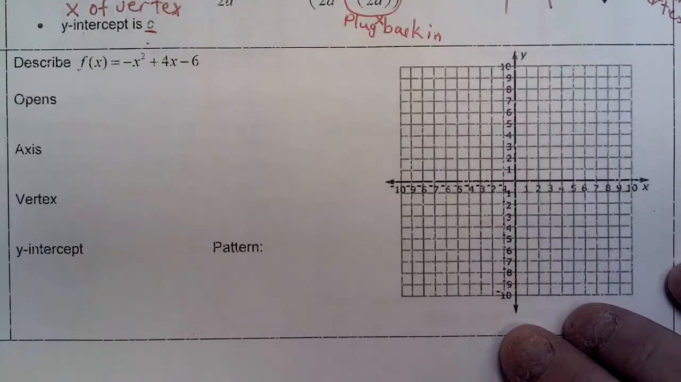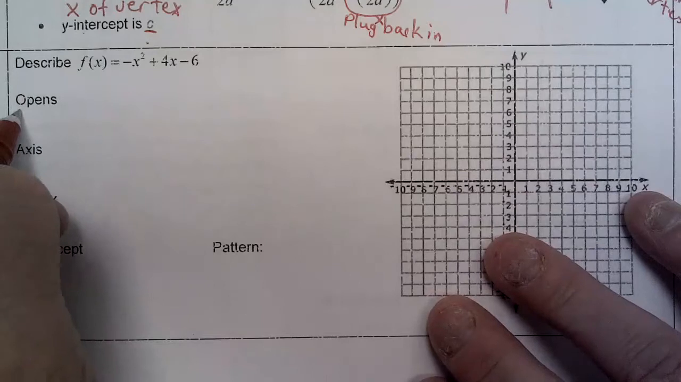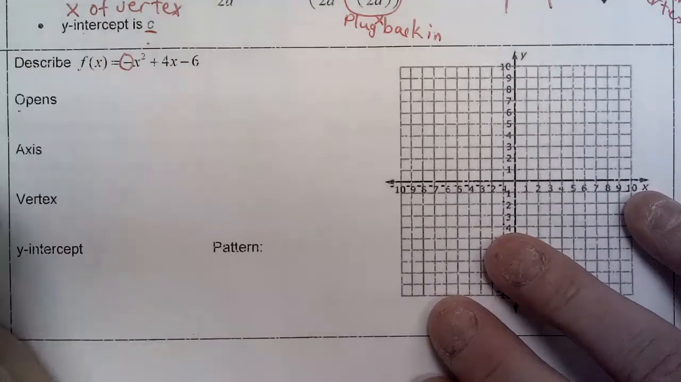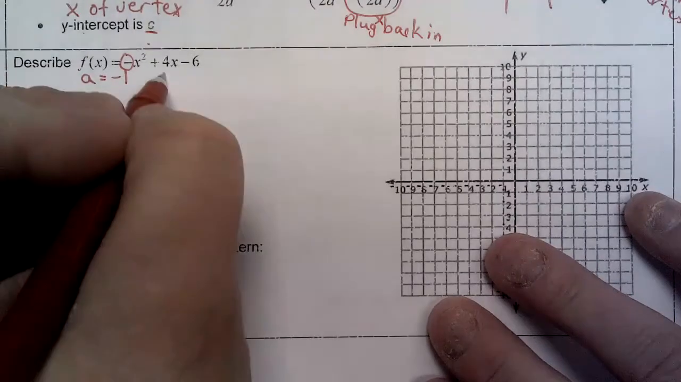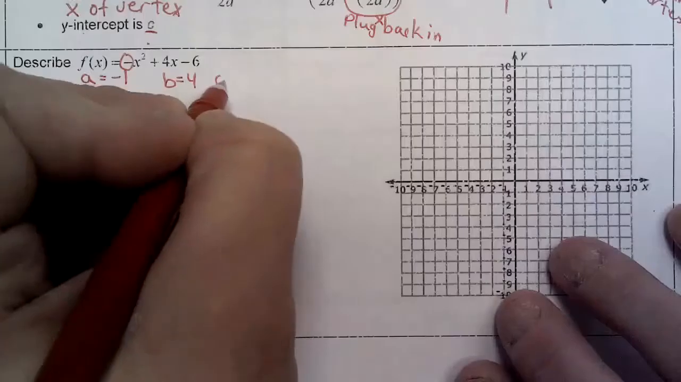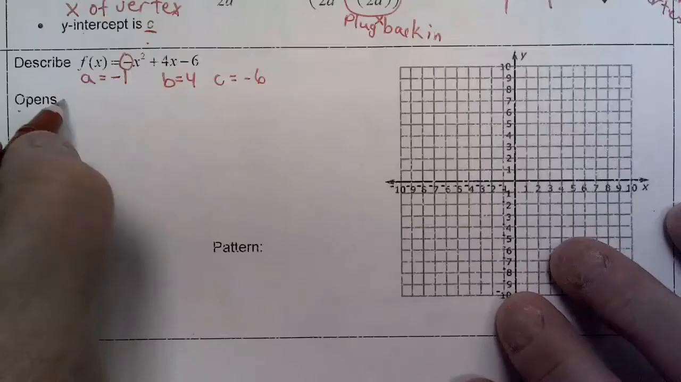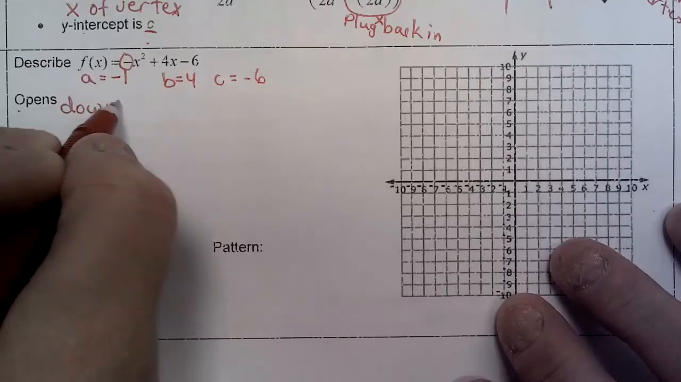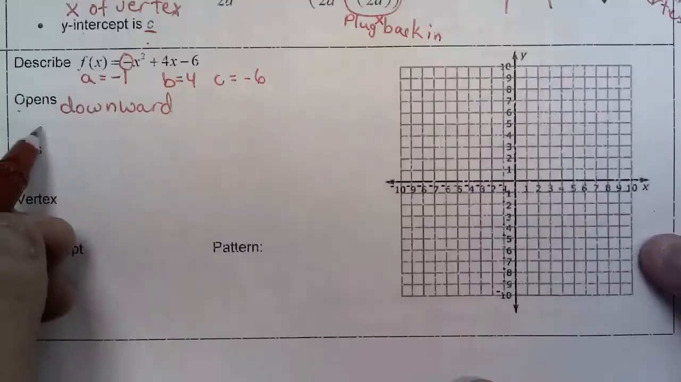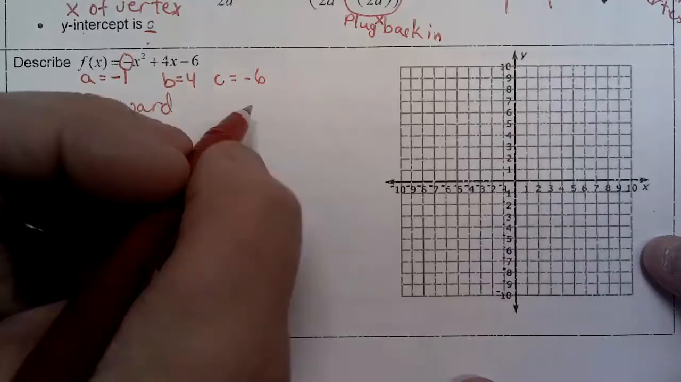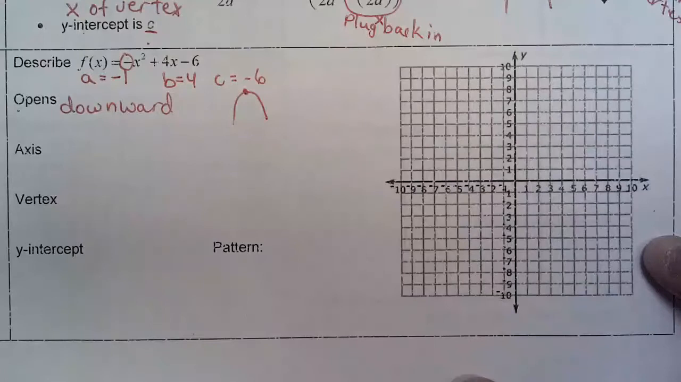So this says describe it, and then we're going to actually graph it. The first thing it's asking us is which way does it open? Well, that's a negative, so that means a is really -1. My b value is 4 and my c value is -6. So my a value is -1, which means this is going to open downward. That means the y of my vertex is going to be a maximum because it's going to look like this, and my vertex will be right there.